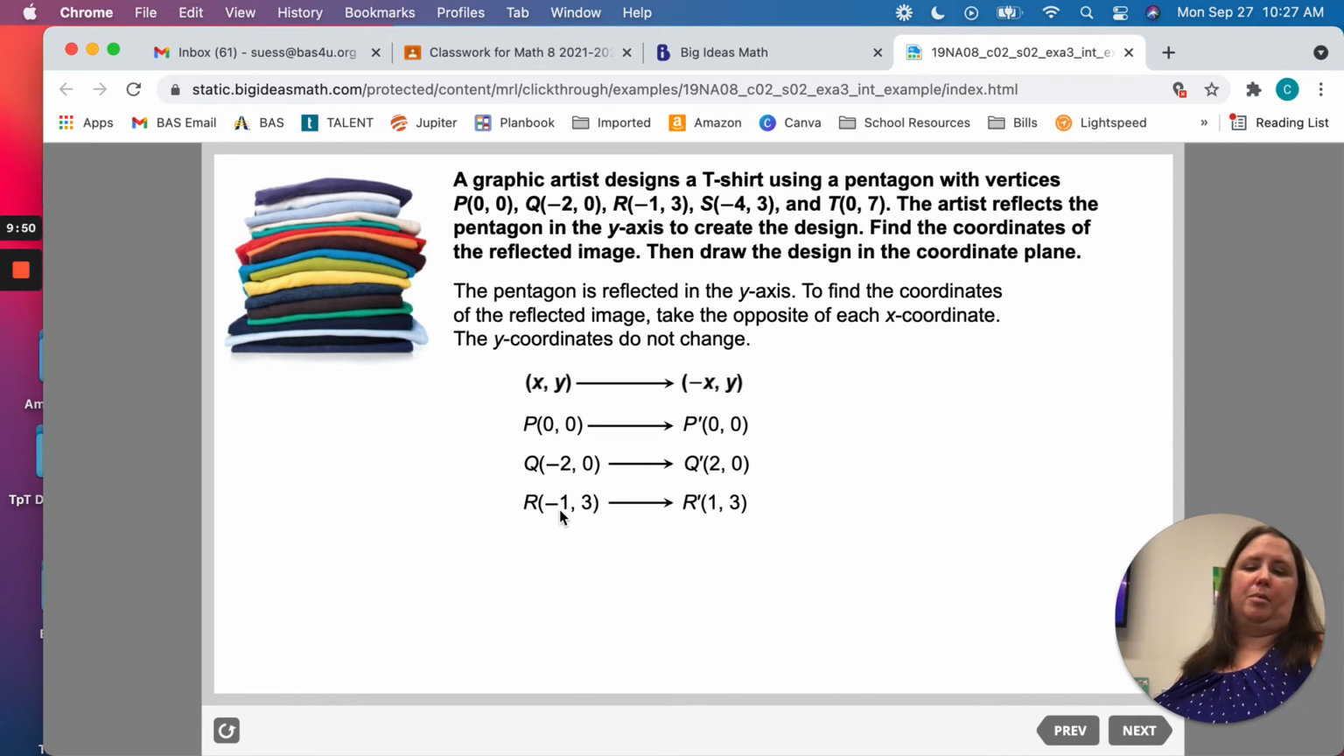I'm thankful you're participating, but you need to be writing. My S value, -4, 3. What's my new X for S?